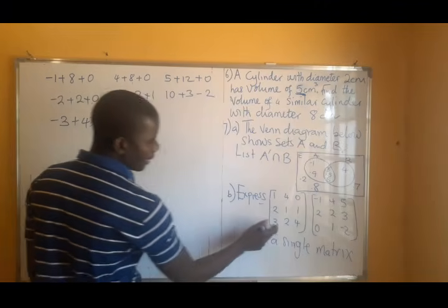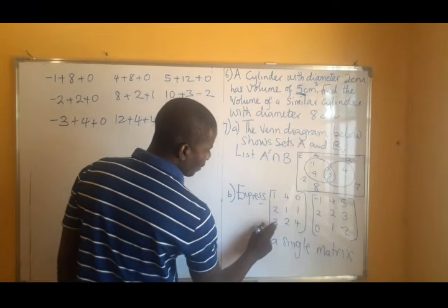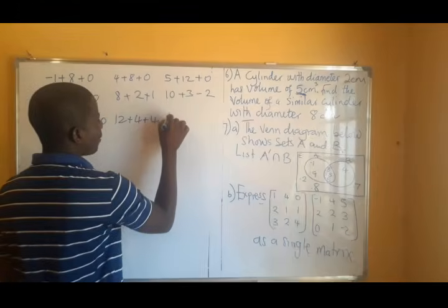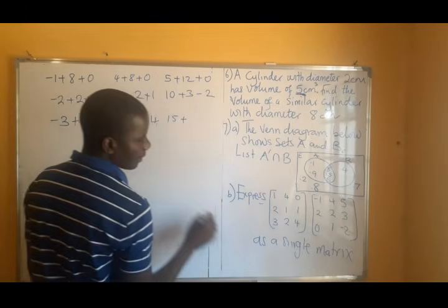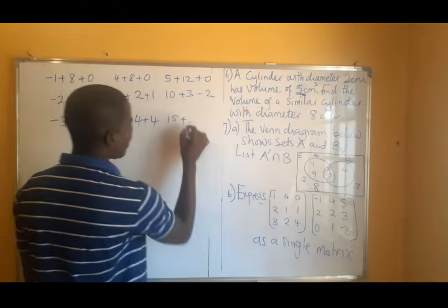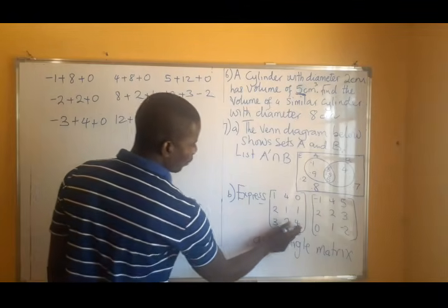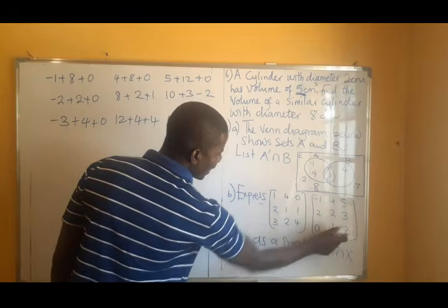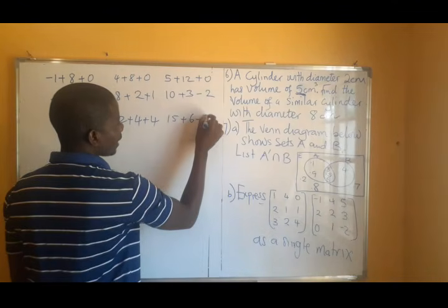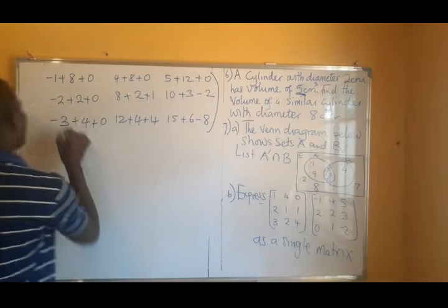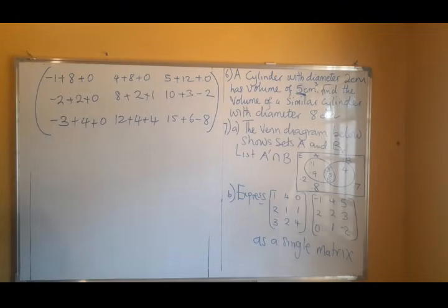Then by the last column, 3 multiplied by 5, we're going to get 15, plus 2 multiplied by 3, we're going to get 6. And 4 multiplied by negative 2, we're going to get negative 8. So now we can simplify these.